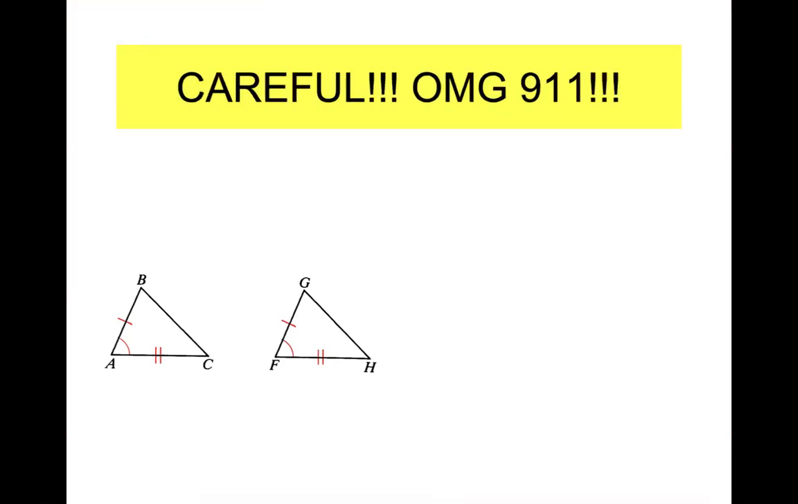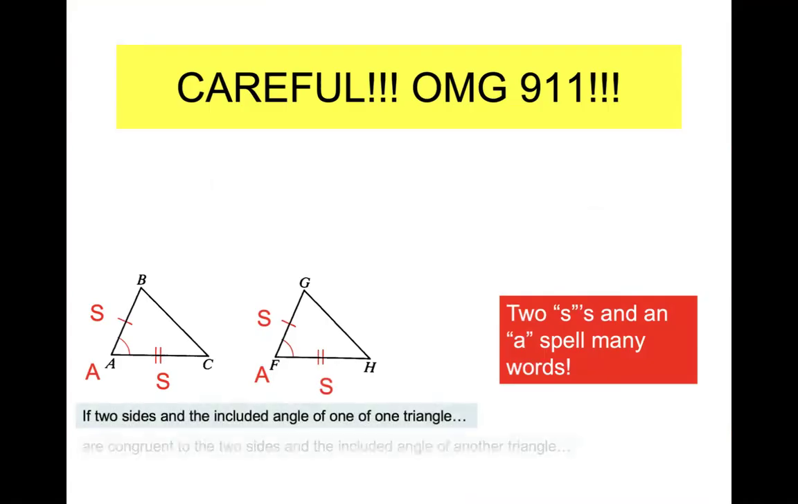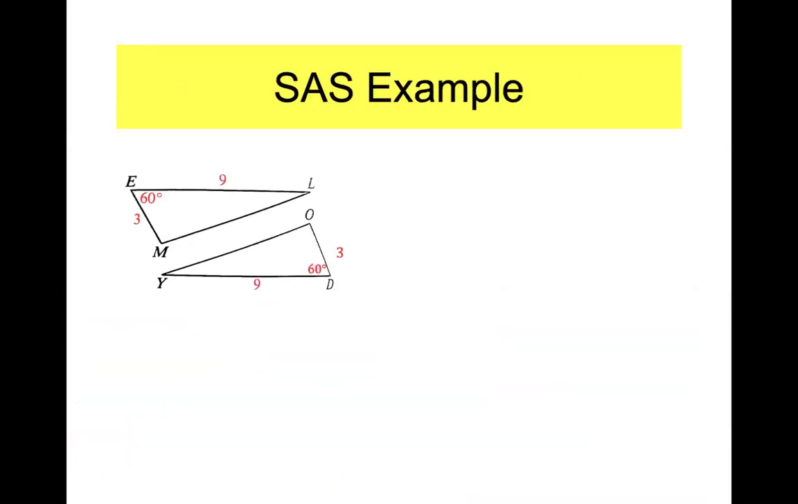All right. Be super careful with this, right? Be super careful. These are SAS right here, right? There's other words you can spell with two S's and an A. You can use your imagination. Just be careful, right? It has to be SAS for both triangles.